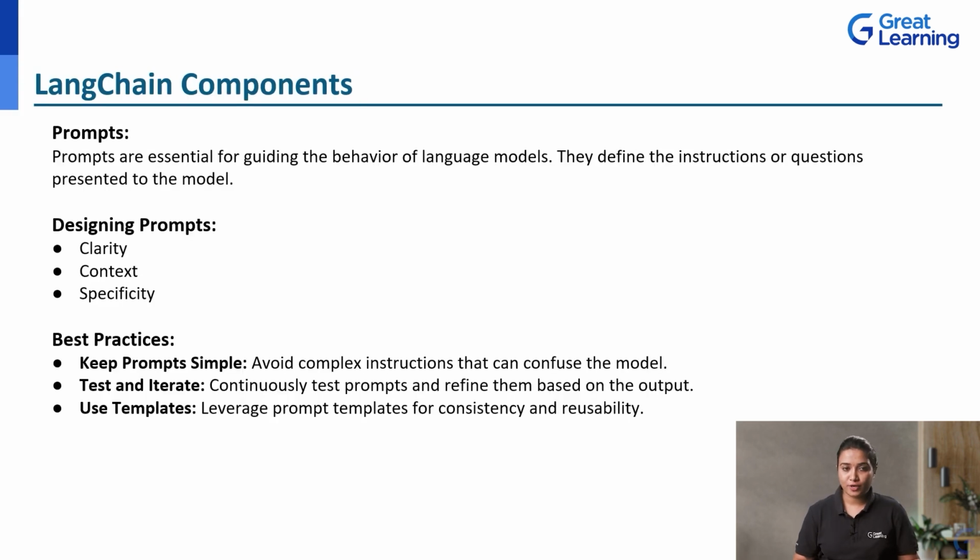Now, let's know more about LangChain components. LangChain components involve a few major aspects. The first one is prompts. We are all familiar with what prompts are nowadays because of ChatGPT, right? Prompts are essential for guiding the behavior of language models. From a layman's perspective, it is an interaction between the GPT, the language model or the bot, and the user. We use prompts as a language to communicate.